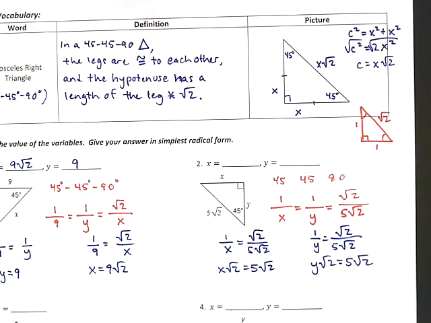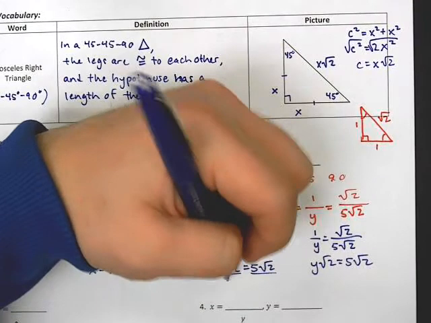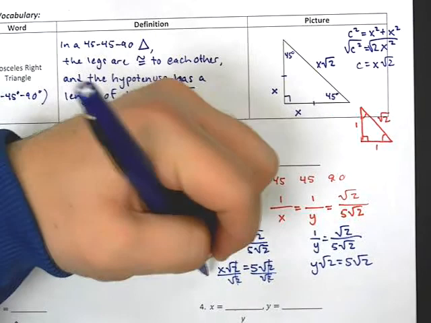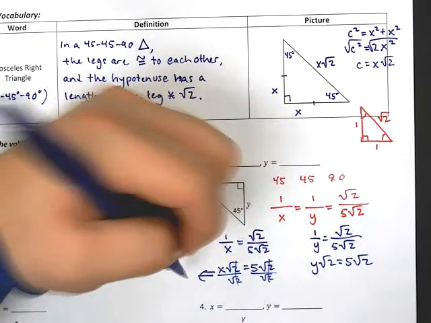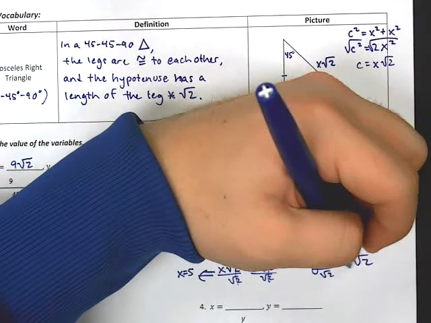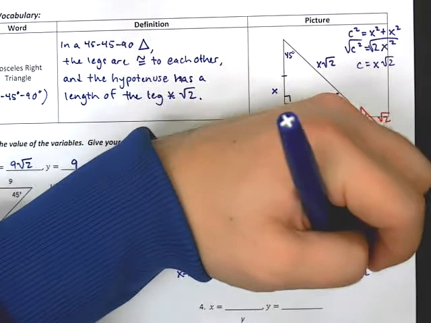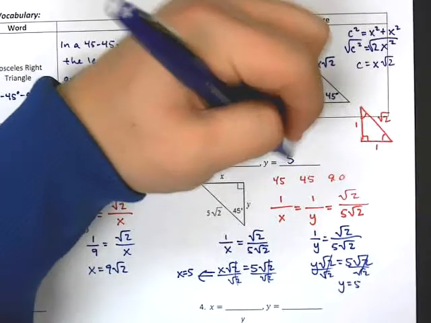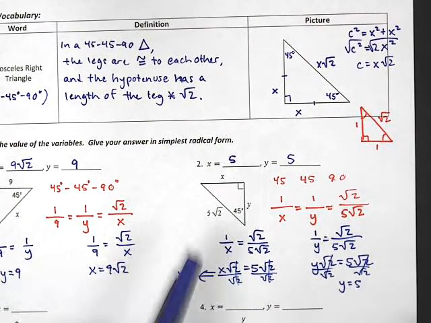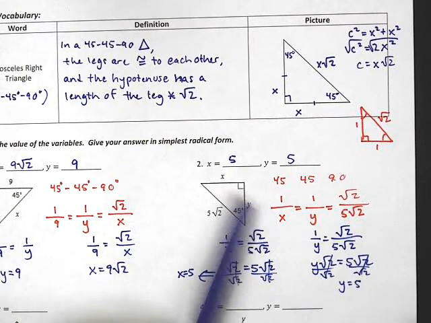Well, hopefully you agree with me. I would need to divide both sides by square root 2. They would cancel, and I would get, I'm going to go this way just because I'm running out of room, x equals 5. And I would do the same thing over here, divide by root 2, cancel, y equals 5. Alright, so this should make sense. Both of the legs should be the same, which is great.